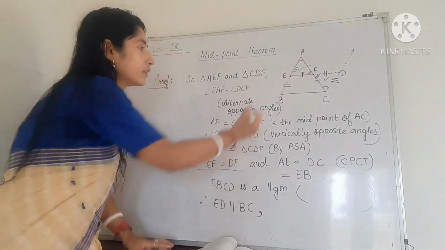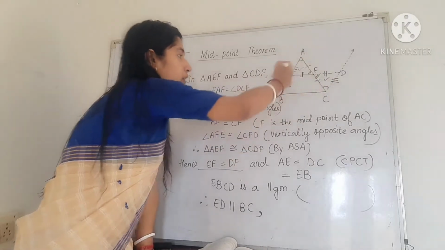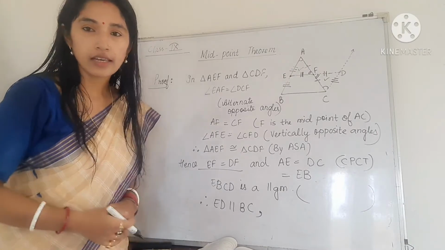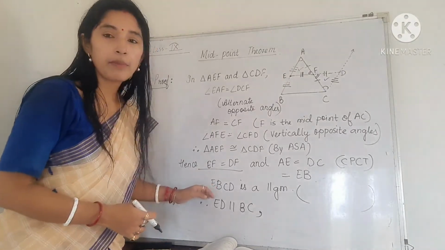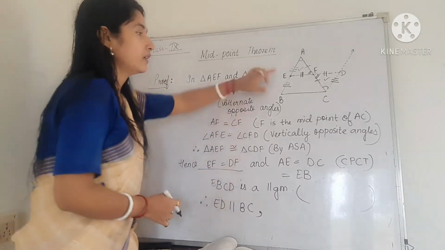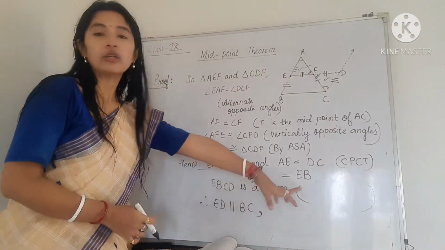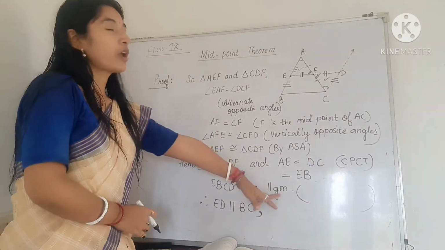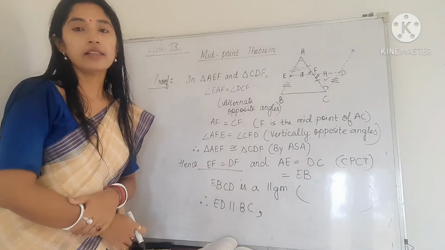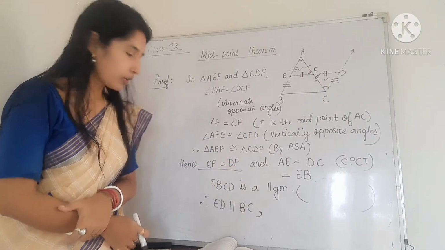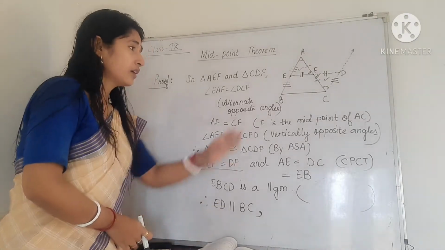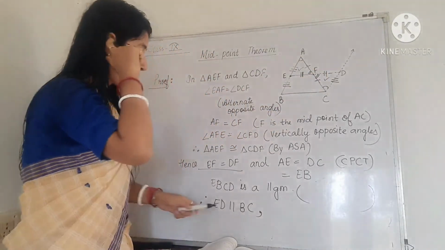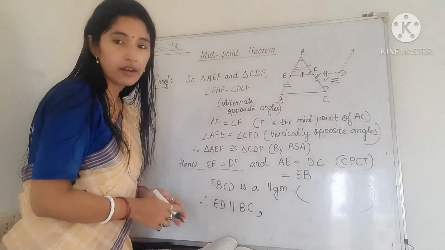And you can see here BCDE is a quadrilateral. So what will happen if in a quadrilateral one pair of opposite sides are equal and parallel? Then it will become a parallelogram. So EBCD is a parallelogram. You can write the reason there: one theorem we have already studied in the last lecture, that if one pair of opposite sides are parallel and equal, then the quadrilateral is a parallelogram. Next, this is a parallelogram, therefore the other pair of opposite sides are also equal and parallel. So ED is equal to BC and they are also parallel.